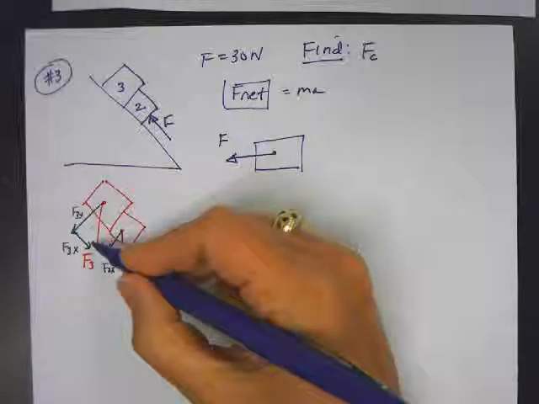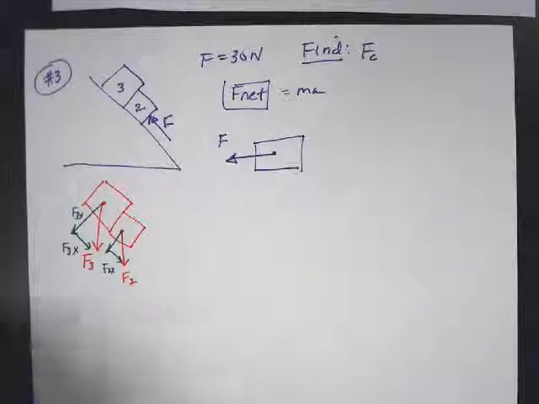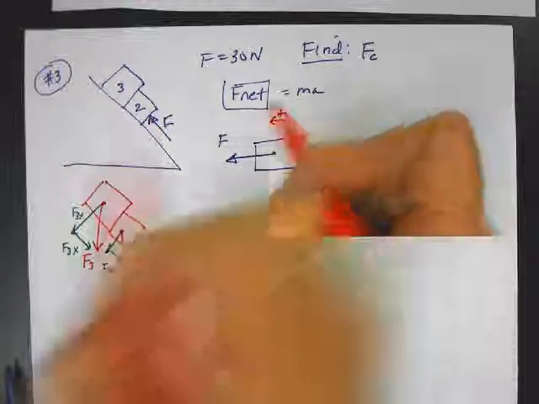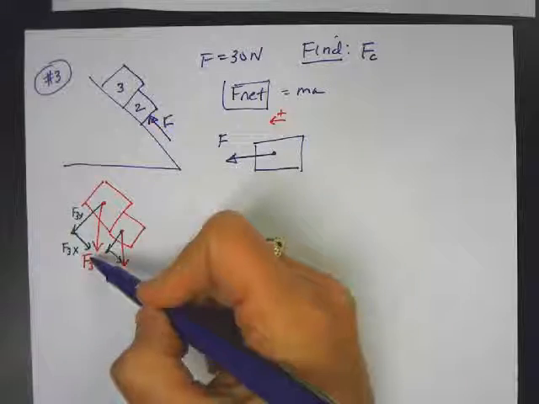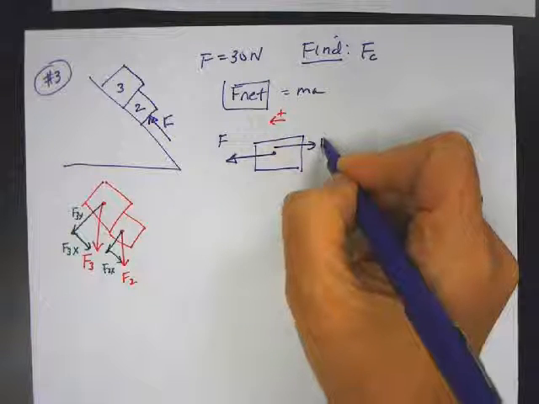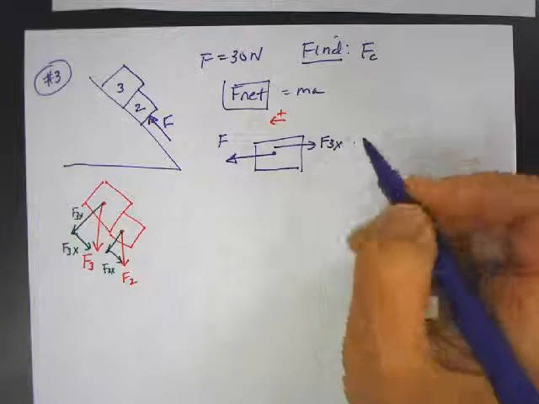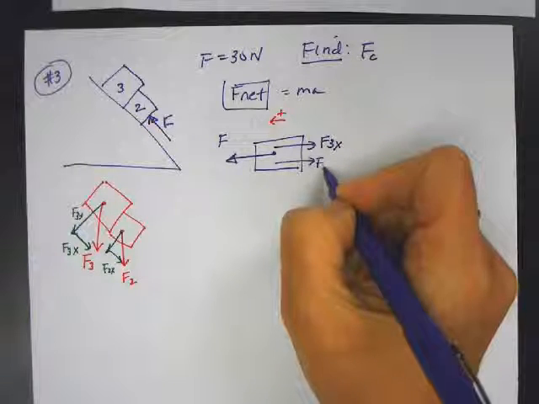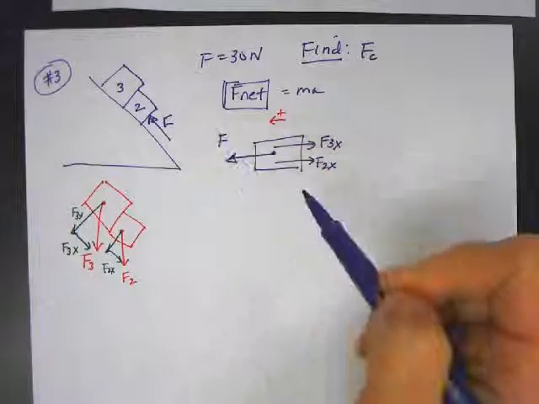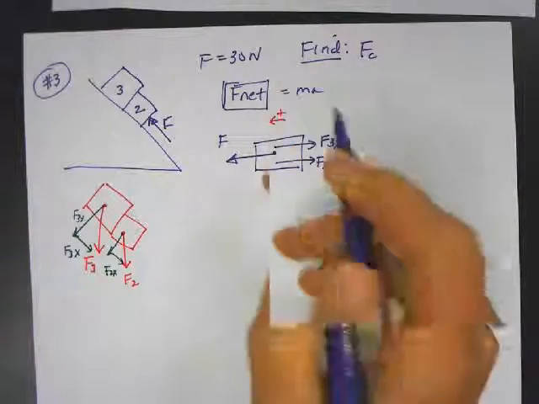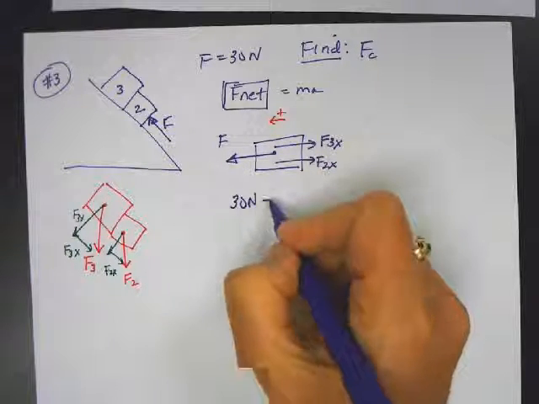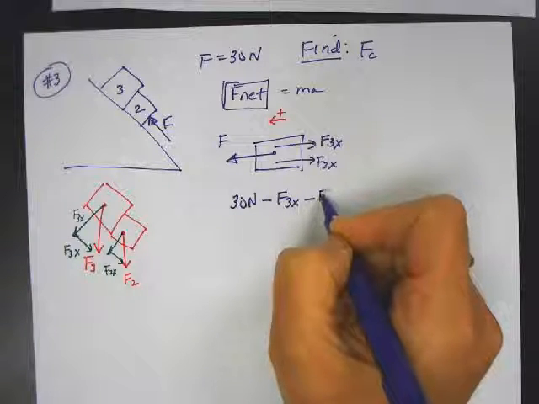Now these two components are acting in the opposite direction. Remember, you always want your sign convention to go in the direction in which the object is moving. In this case, it's moving to the left. So these two components are going in the opposite direction. I'll call this F3x, the component of the weight, and then I have F2x. Now when I find my net forces acting in the x direction, the net force is going to be 30 newtons, which is positive, minus F3x minus F2x.